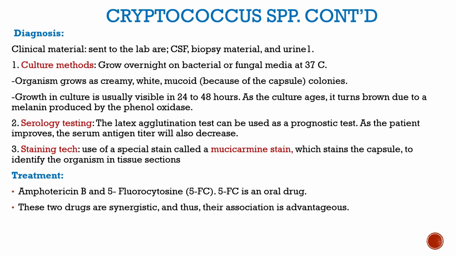Okay, we also have serology testing where you use the latex agglutination test, which can be used as a prognostic test to know if this patient is actually having this yeast infection. Okay, so as the patient improves, as the patient heals, the serum antigen titer will also decrease. This titer, I think, should be in module 6, for all the serology testing. We are still going to discuss the agglutination test and a lot of them. Okay, so when you do the test, you get to know if it's basically on antigen detection.